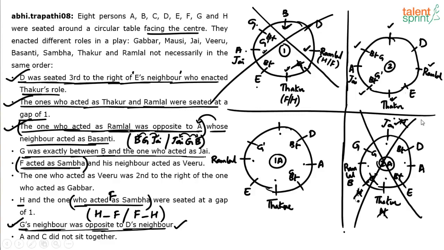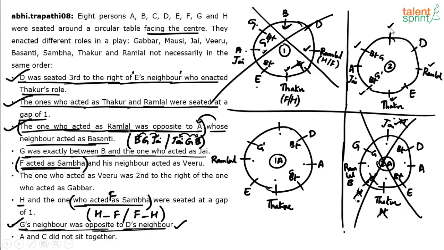You are getting it? Now I can rule out these 2 positions for H and F. Why? Because if H and F take Ramlal and Thakur, F cannot be Samba, but F has to be Samba. Let me make it simple. I'm sure some of you have been able to follow, but for others who are confused, let's focus on one person.